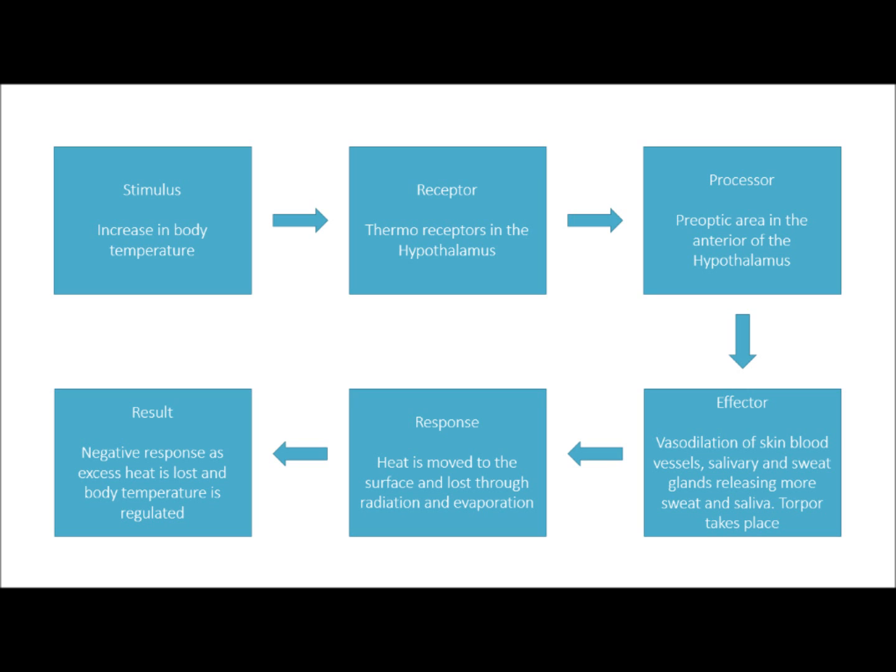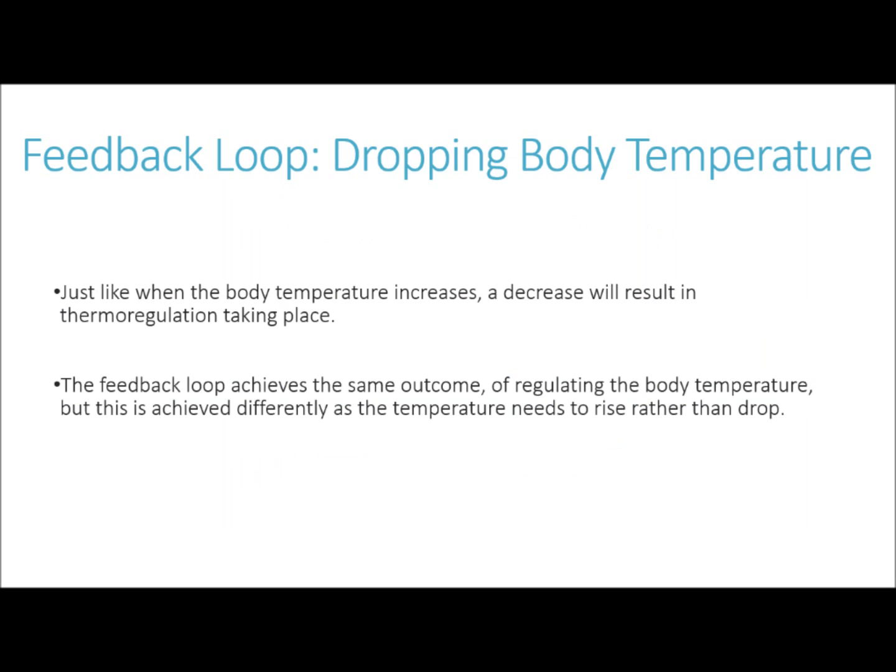The response is that the heat the body is producing is moved to the surface due to the skin blood vessels dilating, allowing heat to radiate from the skin. As the saliva and sweat evaporates, heat is released with it also. The result is the outcome of the feedback loop. This is a negative response. As the excess heat is lost, the body temperature is reduced and brought back to the normal ranges. Enzymes and chemical reactions can function normally. Just like when the body temperature increases, a decrease will result in thermoregulation taking place.